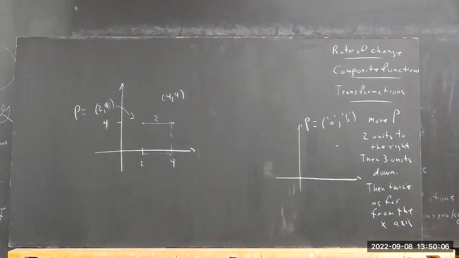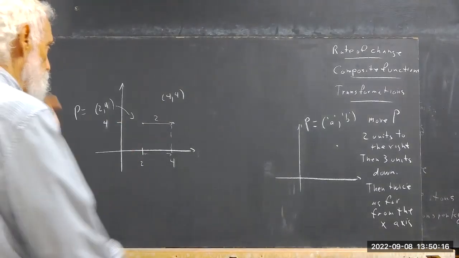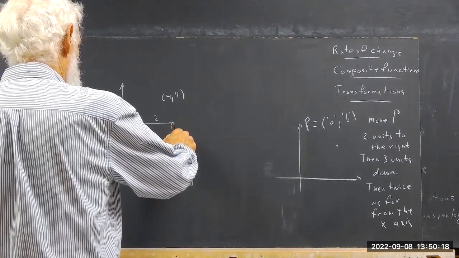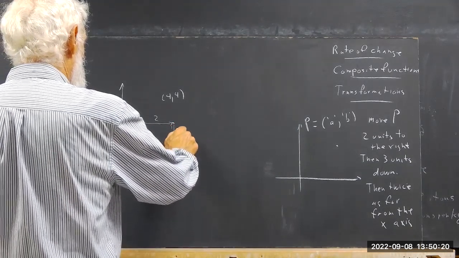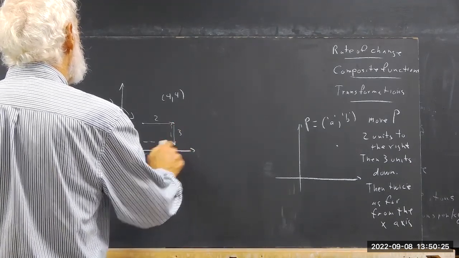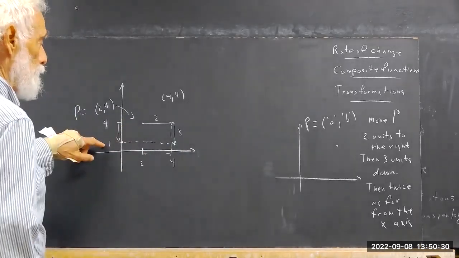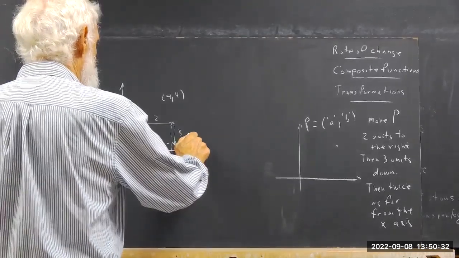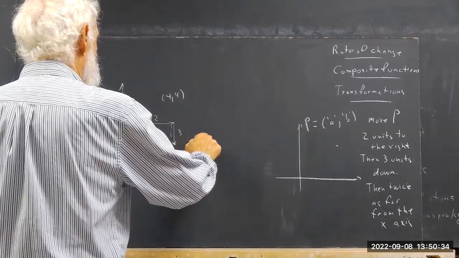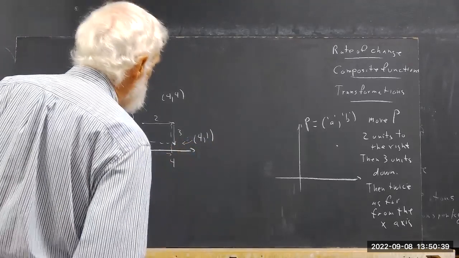Okay. Now, that's really tough. I got to move it down 3 units. Okay. Well, it's up here at 4. If I move it down 3 units, that's going to put me at y equals 1. So now the coordinates are 4, 1. Okay.